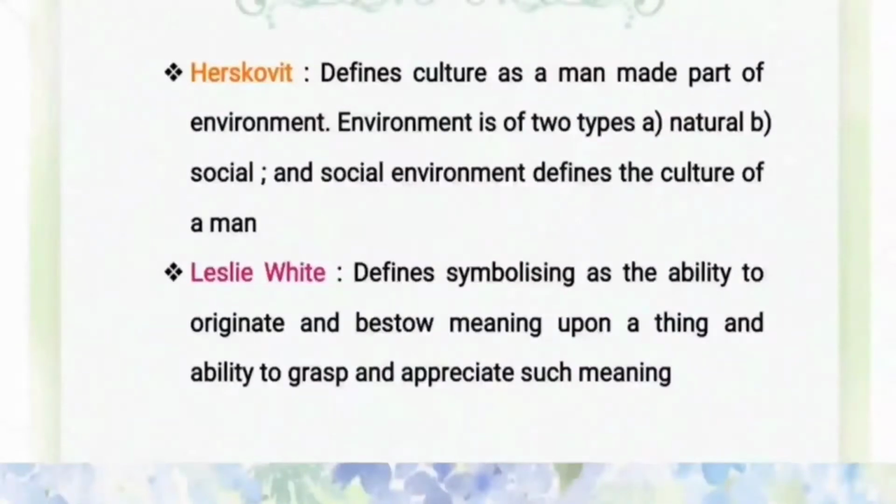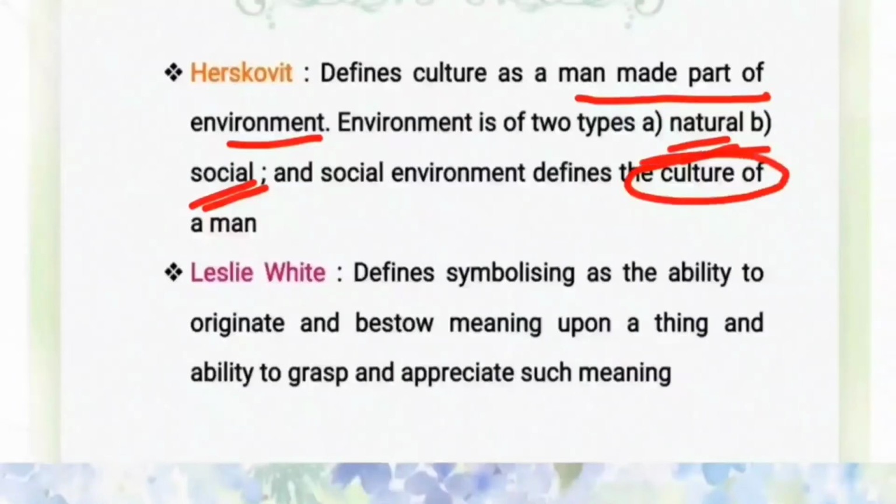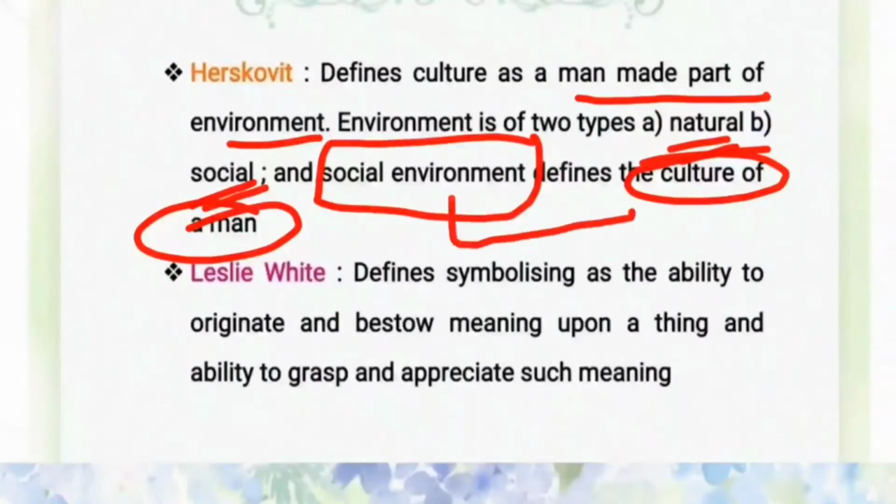According to Herskovits, culture is a man-made part of the environment. And according to him, environment is of two types. First is the natural environment, second is the social environment. And the social environment defines the culture of a man. So whatever material and non-material things are learned by man represents his culture, and these material and non-material things form his social environment. That is why the social environment defines the culture of a man.